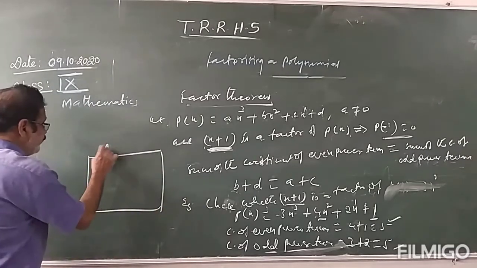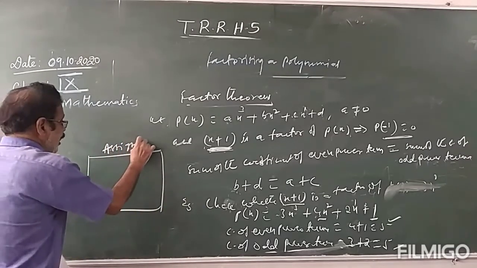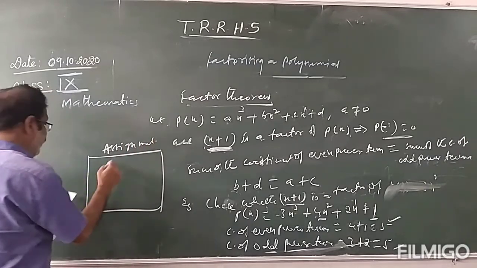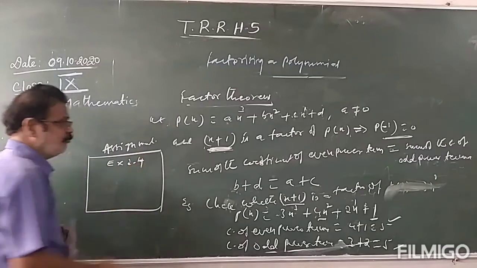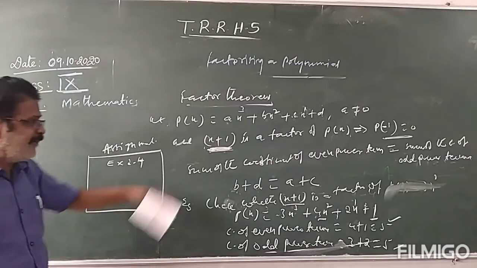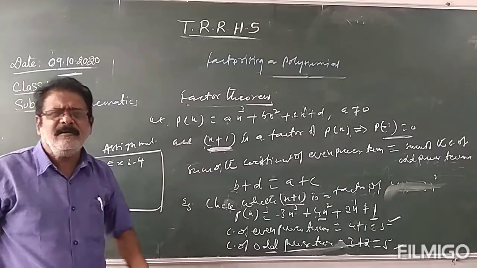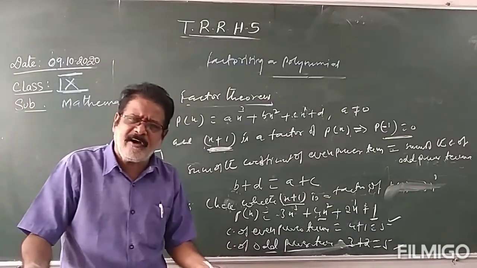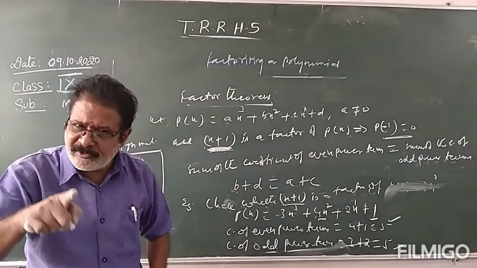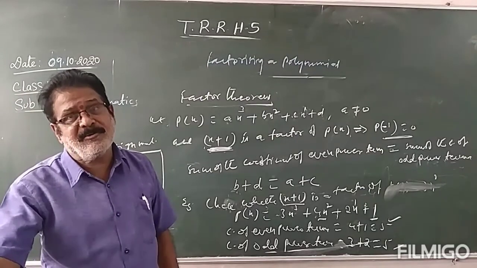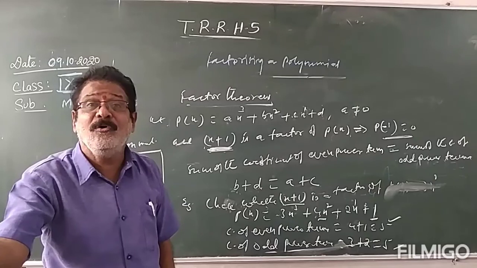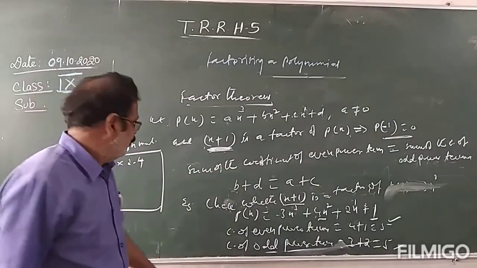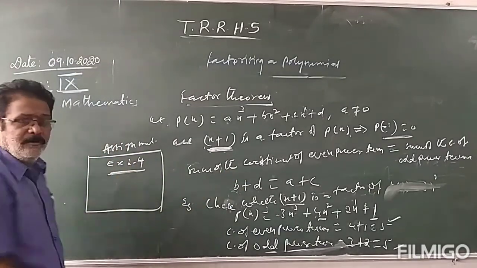Your assignment is to do exercise 2.4. When is it a factor? When x plus 1 is a factor, the remainder is p of minus 1. If x plus 2 is a factor, p of minus 2 equals 0. If x minus 3 is a factor, p of 3 equals 0. Like that you can verify. You complete exercise 2.4, okay? Thank you.